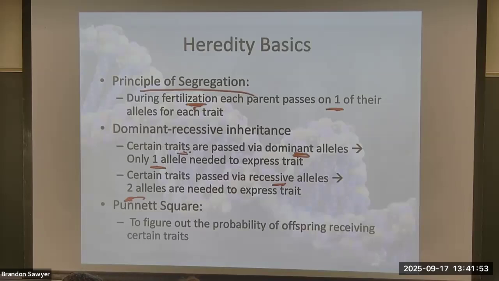How many people have done Punnett squares before in high school biology or another biology class here? Yeah, pretty much everybody. Okay, so we'll be doing some of those today. This is the easiest way, when we have this simple inheritance of the dominant recessive type, to figure out the probability that each offspring will have a certain trait. And so we'll work through a bunch of those examples today. Okay, everybody got that? Looks like it.